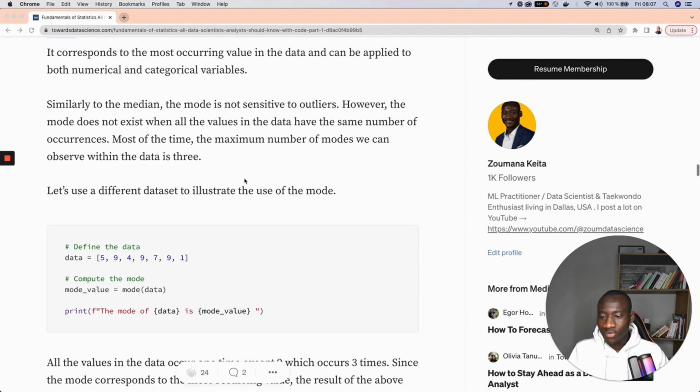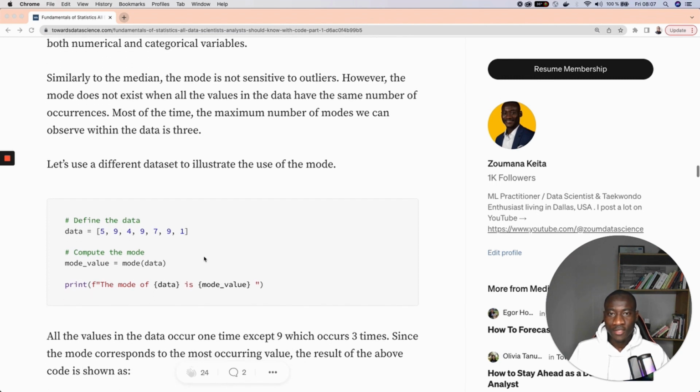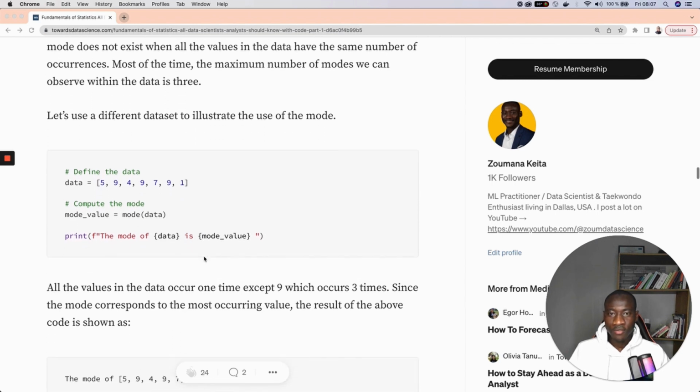We can also use Python to compute the mode in these data sets. In this data set, we have to identify how often each value occurs and take the most occurring one. We have 5 that occurs only one time, 9 occurs 1, 2, 3 times, and all the remaining other values occur only one time. In this case, the mode will be 9. 9 is the most occurring value in the data.